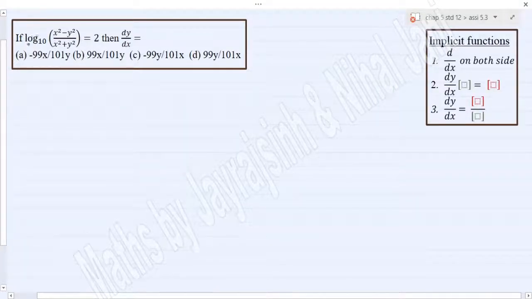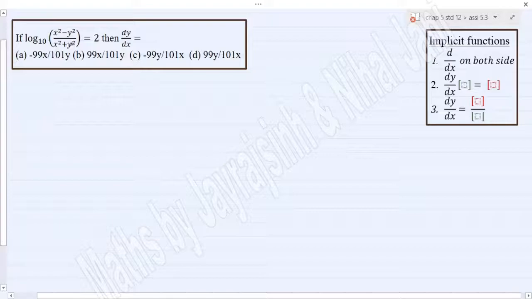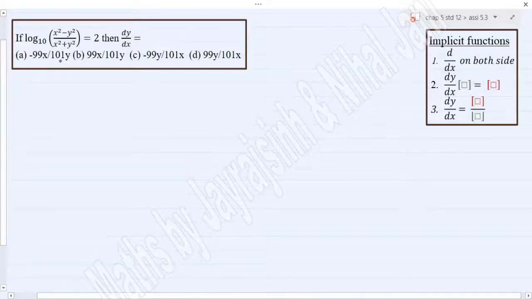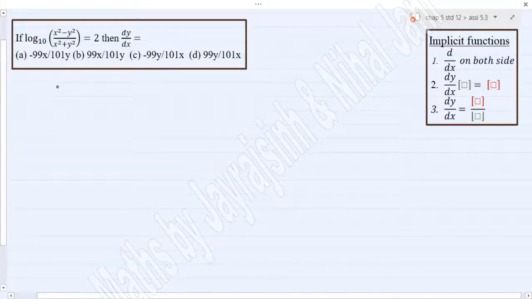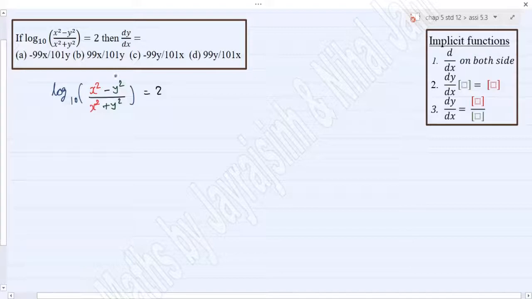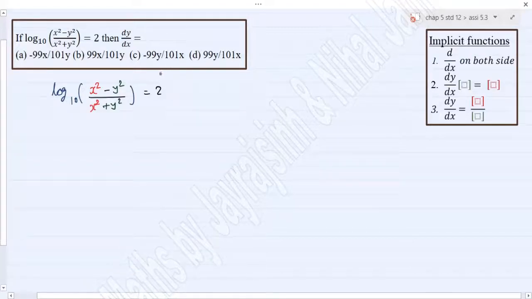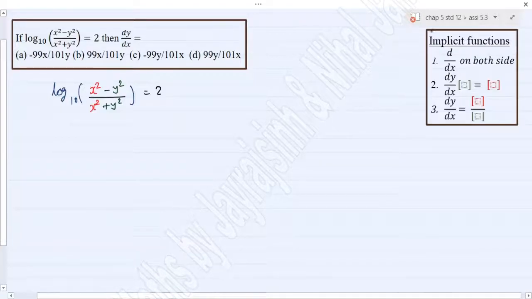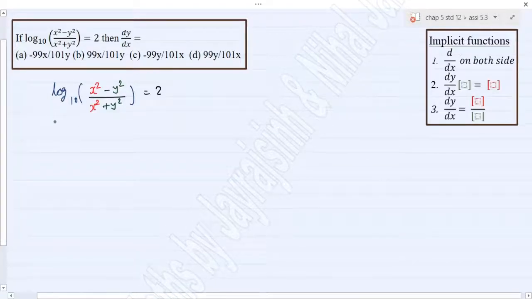Here we have log of (x² − y²)/(x² + y²) to base 10 is equal to 2. Then we have to find dy by dx. So first of all, let's get our equation. Here we have our function. So first of all, let's simplify this before we go for the steps of implicit function.